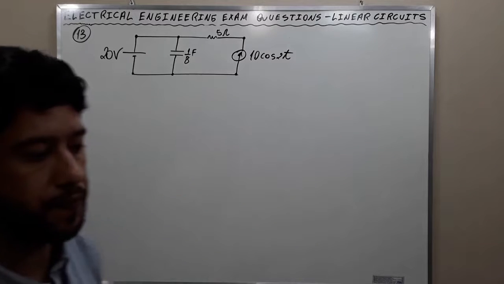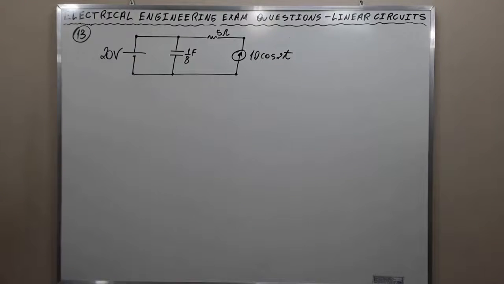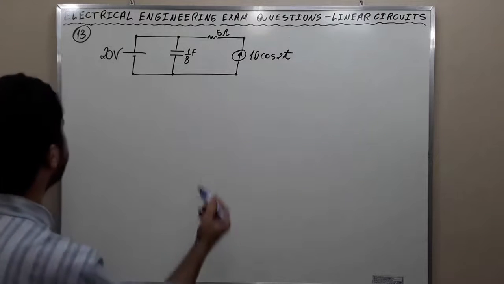Question 13. Calculate the average power in watts consumed by the 5 ohms resistor if the given value of the AC source is the RMS value of the current. Okay, my friends, let's go to the solution.